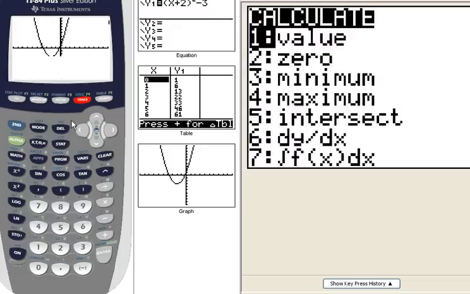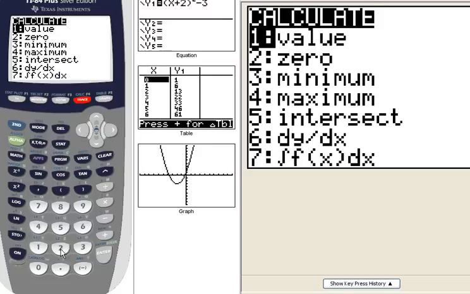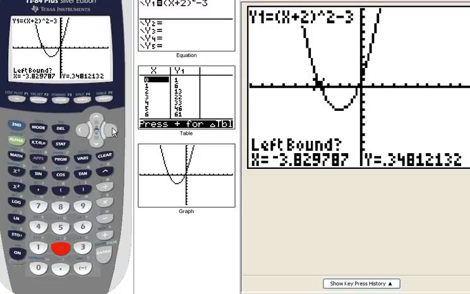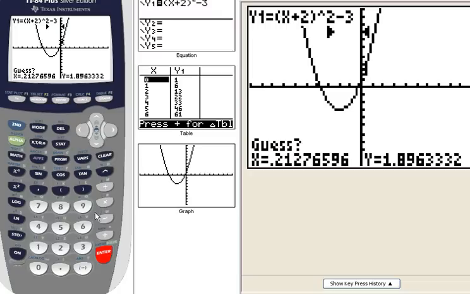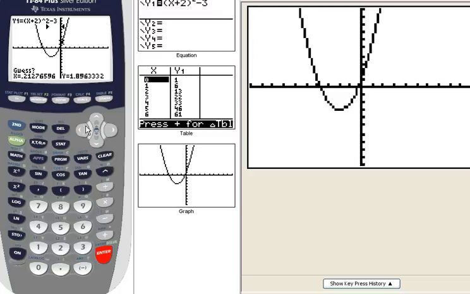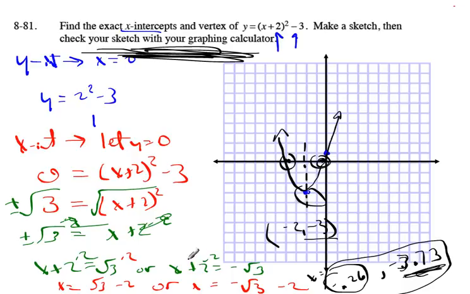Let's go calculate. I hit enter too fast. Left bound, I should be over a little bit further. There we go. Now I can hit enter. Right bound, go to the right of that intersection, just so the y values are positive. So enter, and then hit enter again for the guess, and it's -0.27. What do I have? -0.26, same thing. Okay, so there we are.